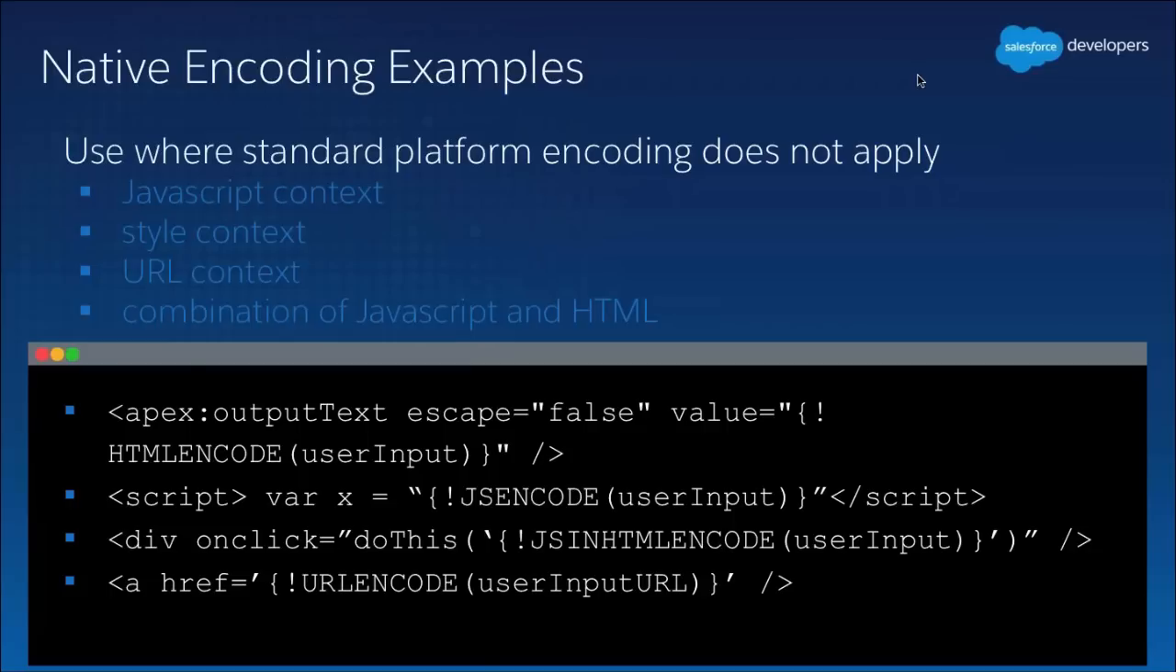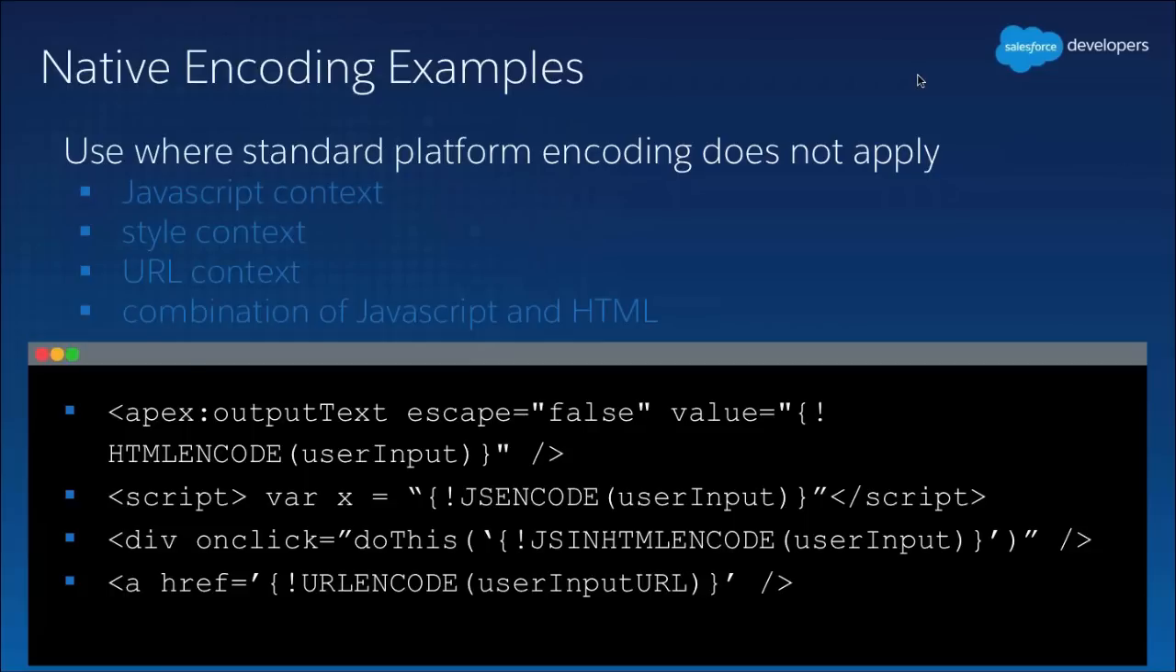We have an Apex output text tag where escape equals false. If you need to use escape equals false, which means the user input is not escaped, you'll need to use the encoding function HTMLENCODE. It's a provided function in Visualforce that automatically encodes your user input for HTML context. For script variables in JavaScript, use JSENCODE. This will encode JavaScript control characters such as single ticks, double quotes, and some other characters that are special control characters in JavaScript.